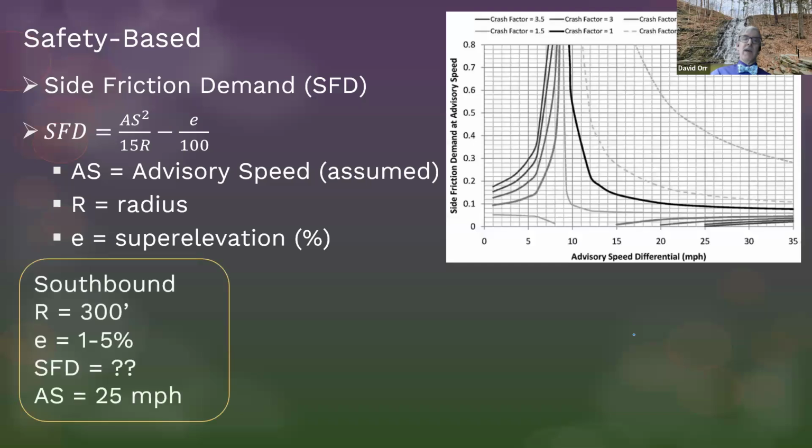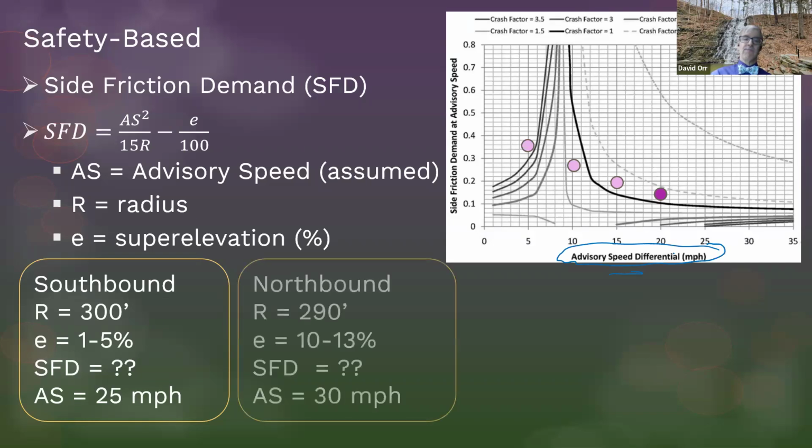So in the case of southbound, we have the same data. We go in, we plot those data points on this chart, and we find the point that has the lowest crash factor. That's the one that's darker purple. And it has a crash factor that's just above 0.5. And the advisory speed then becomes about 25 miles an hour. Because you'll notice it says advisory speed differential. Okay. And so you take the speed limit, you subtract 25, and you get your differential.